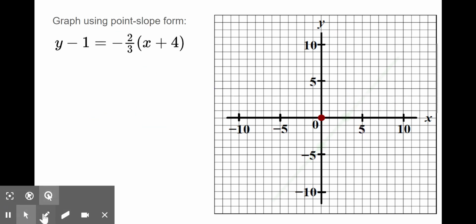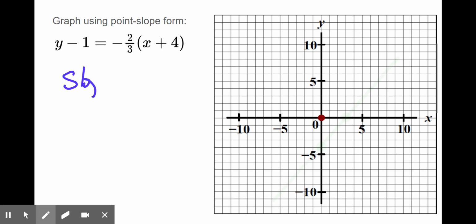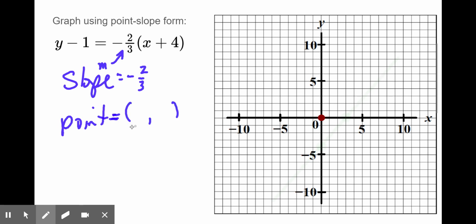All right, so one more, and then you're on your own. You're going to try some for me. So let's find the slope and the point. Okay, maybe you want to do this one as a practice before you have to do it for real on your own. Okay, so the slope is going to be negative 2/3. So like I said, maybe you want to practice, try it on your own first. All right, just pause the video. And then instead of x being positive 4, it's negative 4. And instead of y being negative 1, it's positive 1.